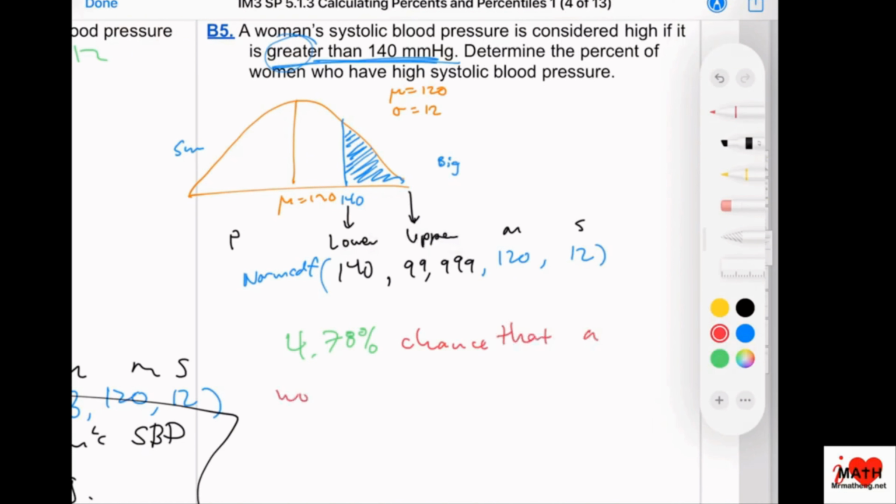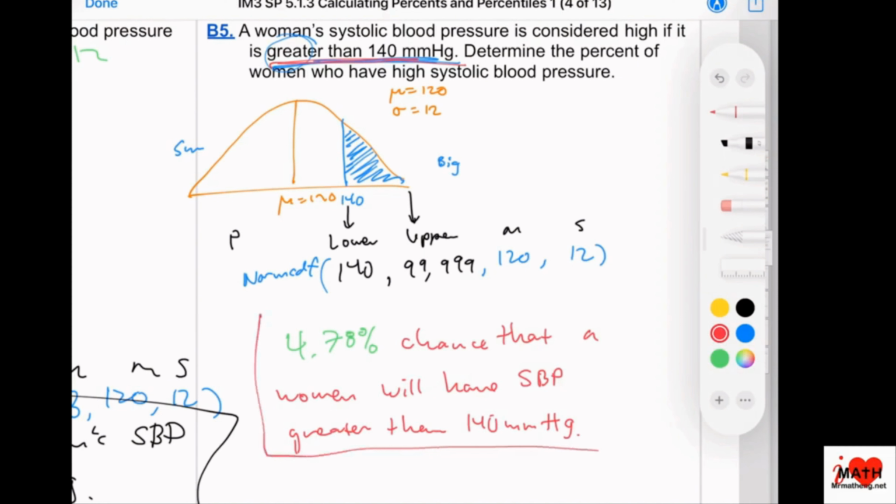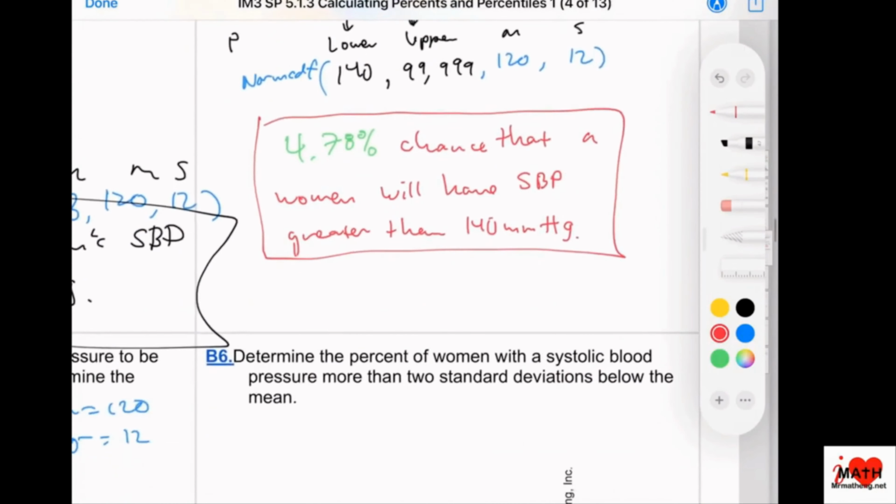That a woman will have a systolic blood pressure greater than 140. Like, I just got my blood tested, and it told me all these facts, just like we're writing right now. It tells me if I'm high, low, or within range. mmHg stands for millimeters of mercury. Hg is the symbol from the periodic table.